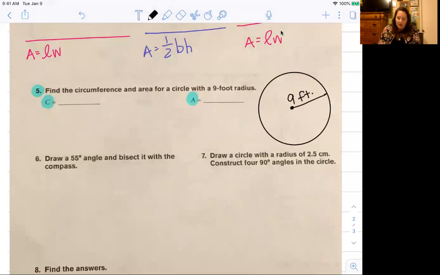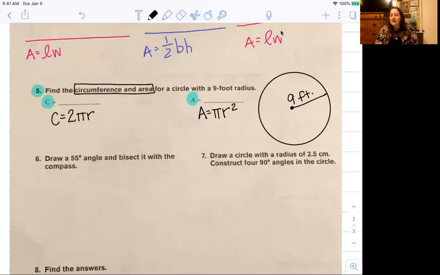We need to find the circumference and the area. What's the formula for the circumference of a circle? Circumference equals 2 times pi times radius. And the reason why we're using that formula is because they've given us radius. So that's the formula we're going to use. Area equals pi times radius squared. Now it is not 9 times 2. It is 9 times 9 because 9 squared times pi.